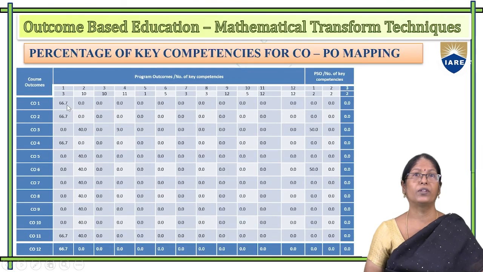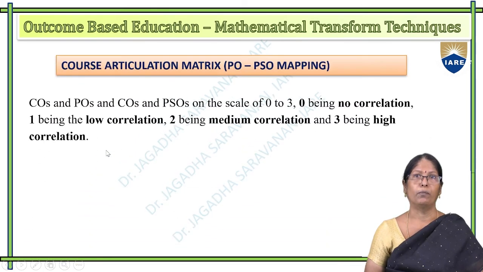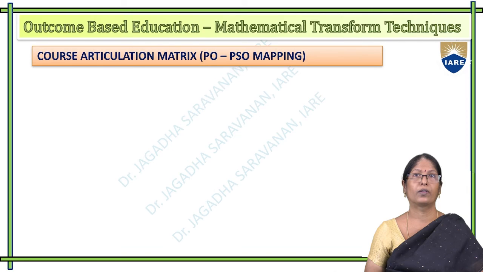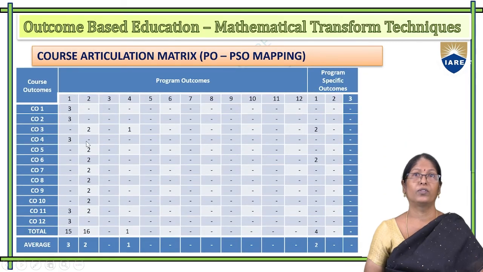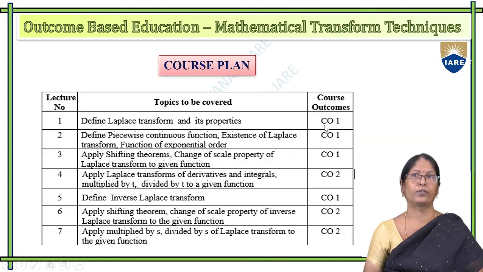Now we can see it here, 66. So that's what 3 here, 2. So according to the strength, they are marked. So this is the articulation matrix, that is CO and even PSO also we can see it here. It's a 2 because of the 50% we obtained in this particular place.